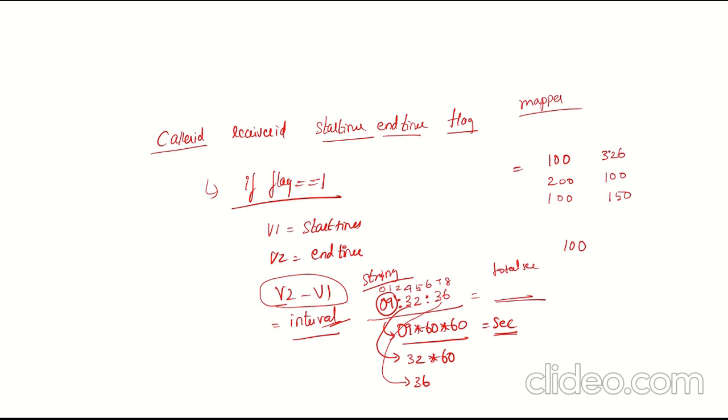Caller ID 100, how many minutes? Just add, so you will get around 476 minutes. Caller ID 200 will be 100 minutes. So this will be caller ID and this will be the total seconds.